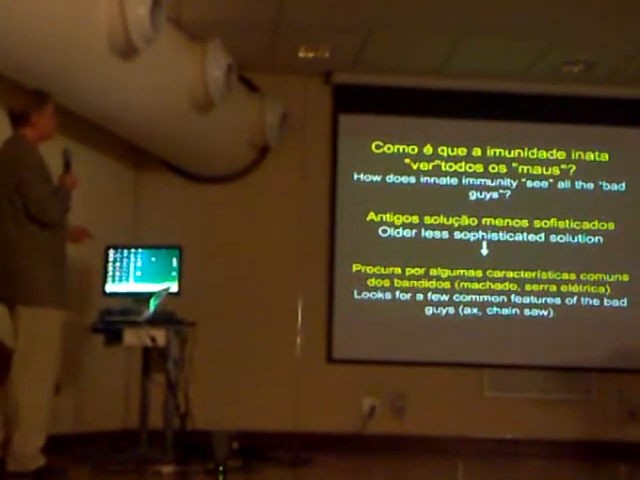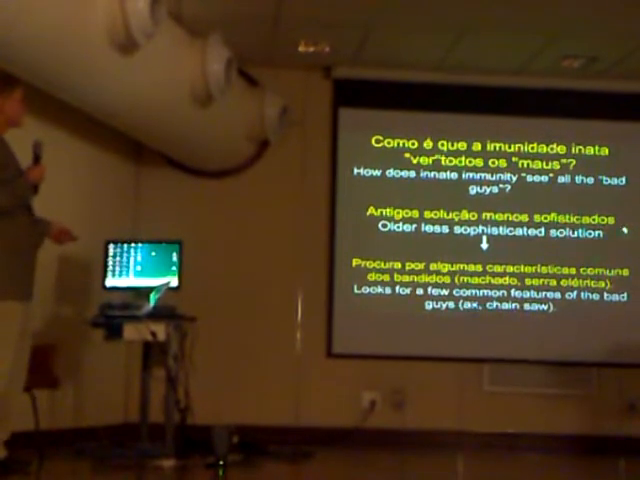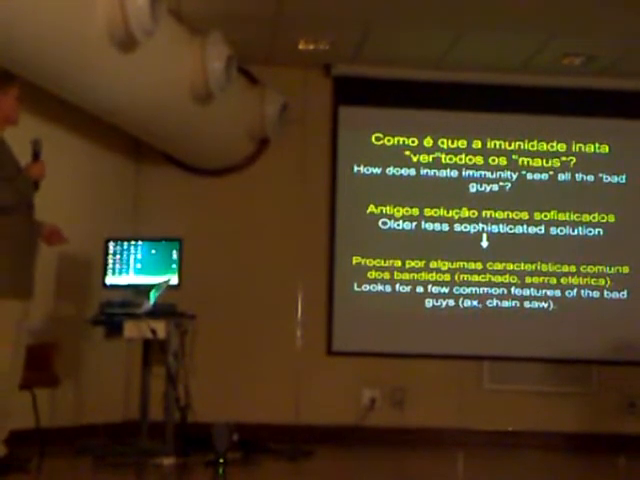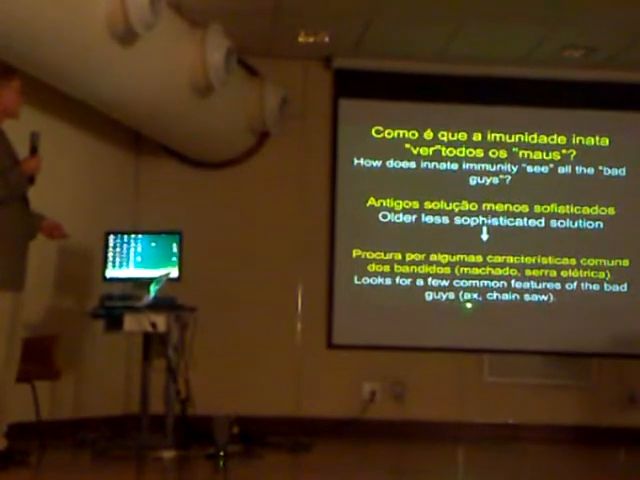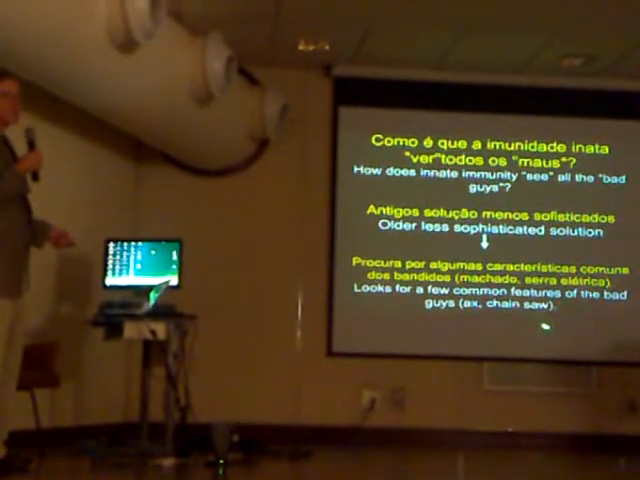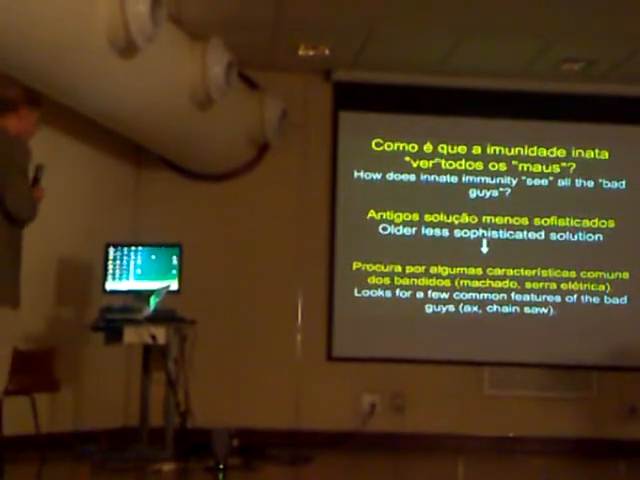So how does the innate immune system see all of the bad guys? It's using an older, less sophisticated solution to this. And what it's doing is looking for a few common features of the bad guys. So are they carrying an axe? Are they carrying a chainsaw? And if they are, then I'm worried about this.